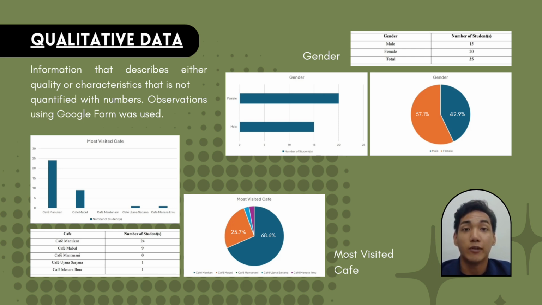There were 57.1%, equal to 20 students, female students who participated in our survey, while the remaining were male students with 42.9%, equal to 15 students. There are several cafes available in UiTM Cawangan Sabah. From our data, Cafe Manukan was the most visited cafe with 24 students, equal to 68.6%, while the least visited cafe is Cafe Mantanani, with 0 students, equal to 0%.